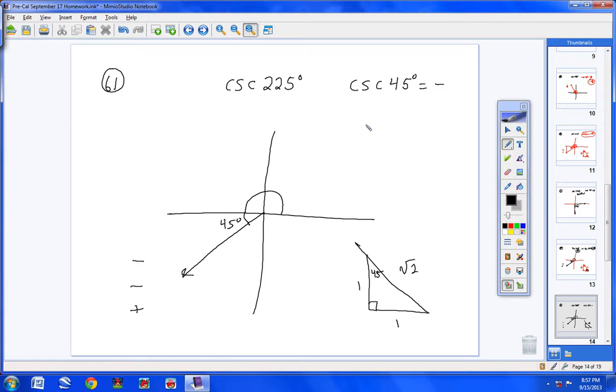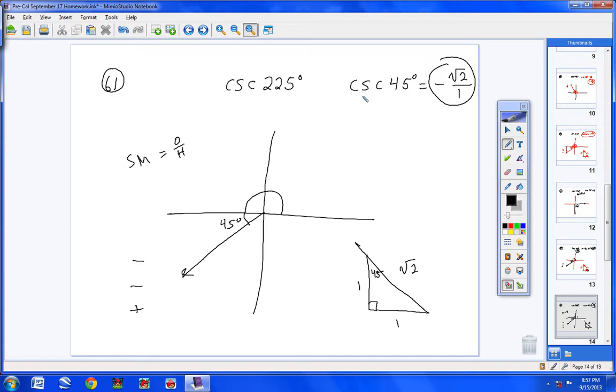But to be honest with you, if the sine of 45 is opposite over hypotenuse, then the cosecant has to be hypotenuse over opposite. Let's say it again. If we know the sine of an angle is opposite over hypotenuse, then the cosecant is hypotenuse over opposite. So here's 45 degrees. The hypotenuse is square root of 2, and the opposite is 1, so negative square root of 2 over 1.